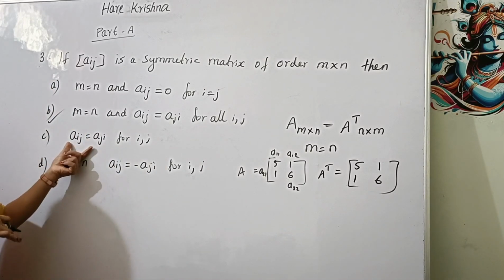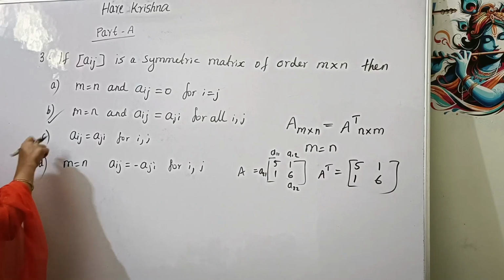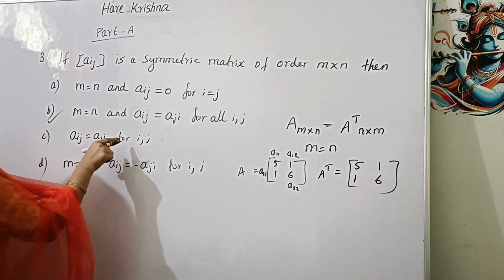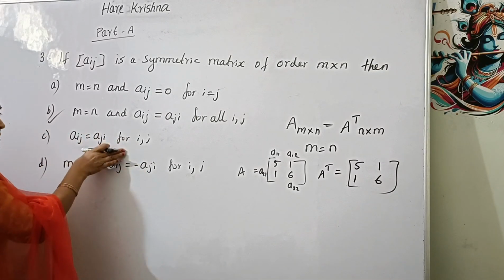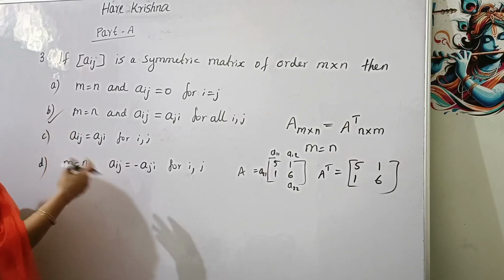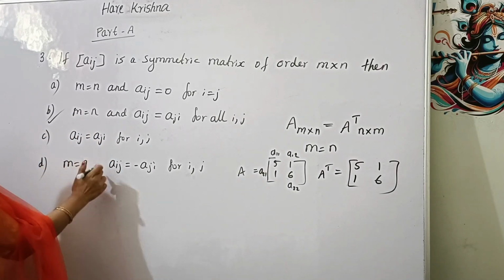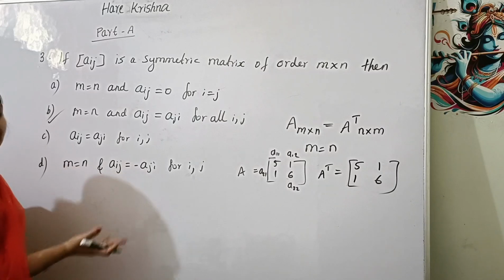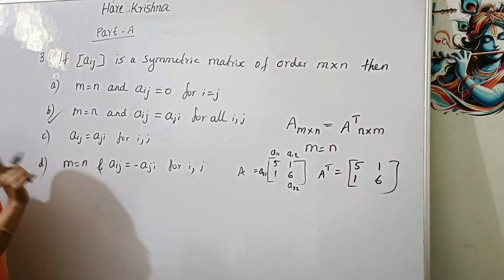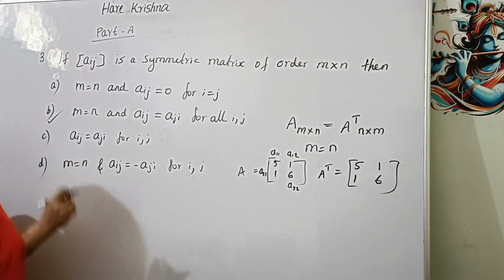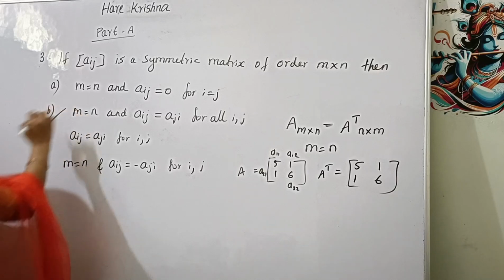And here let's come to the third, that is C. Aij is equal to Aji for i, j. It is correct, but it is not mentioned that m is equal to n. Next is m is equal to n and Aij is equal to minus Aji. That is for a skew symmetric matrix. Okay. So the correct answer is B.